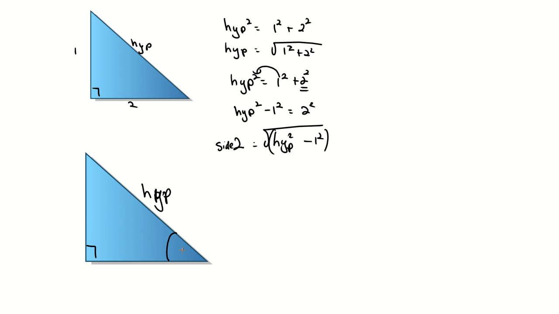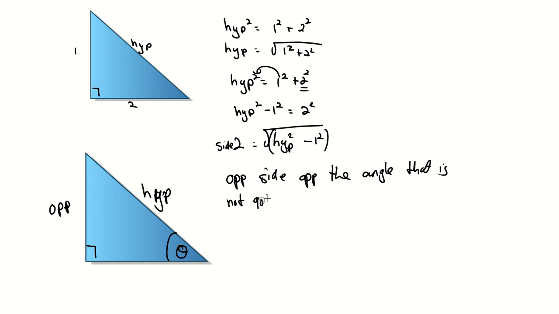The opposite side is the side that is opposite the angle that is not 90 degrees. So if they gave me this angle, this side will be my opposite. So my opposite is the side opposite the angle that is not 90 degrees. The next angle you're looking at is the angle we're going to be talking about. And then my adjacent side would be the side that has the 90 degrees and the theta, or the angle that is given.